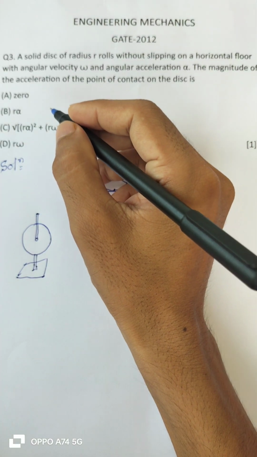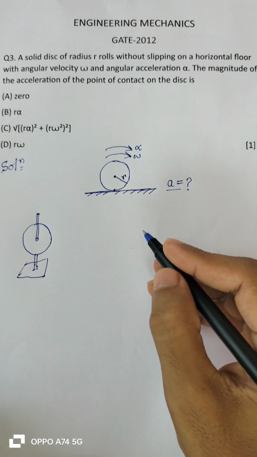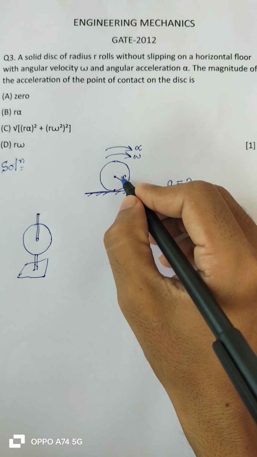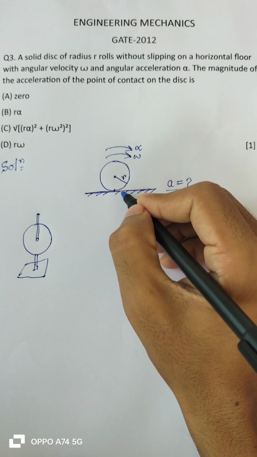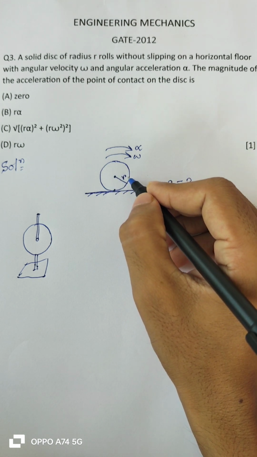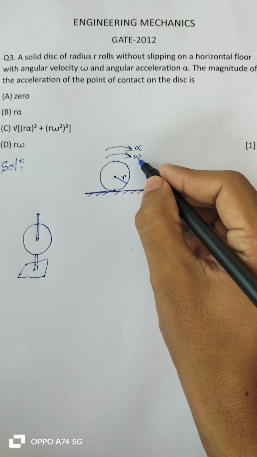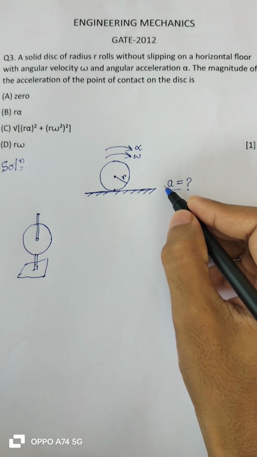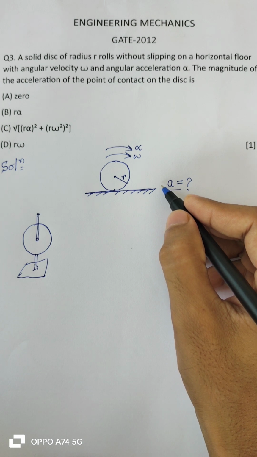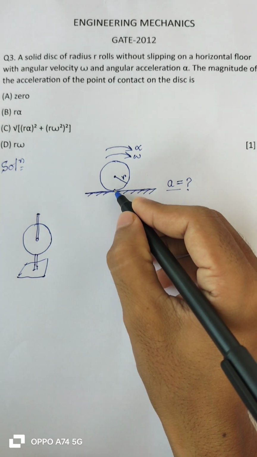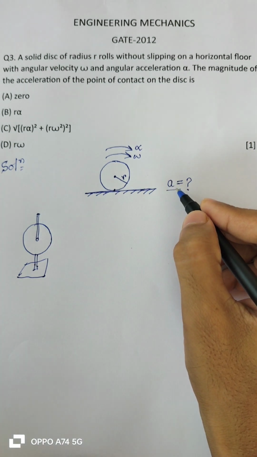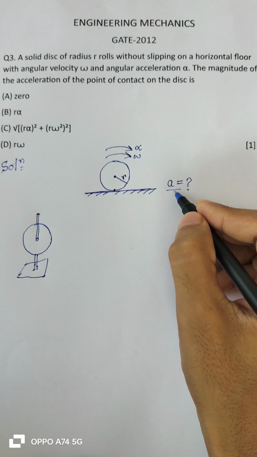This is an MCQ from Kinematics. There is a solid disk of radius r which is revolving on a horizontal surface without slipping with angular velocity of omega and angular acceleration alpha. The question is, what is the magnitude of the acceleration of the point of contact? Okay, so if a is the acceleration, then what is the magnitude of the a?